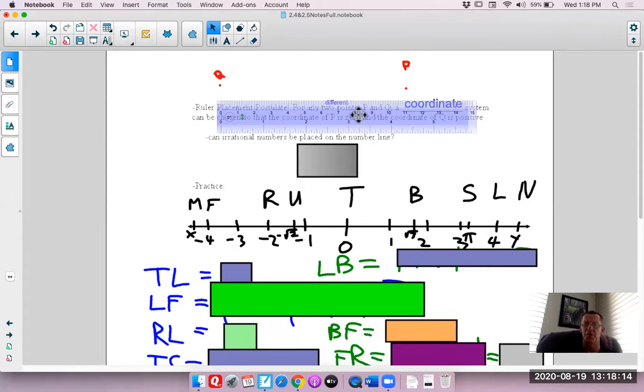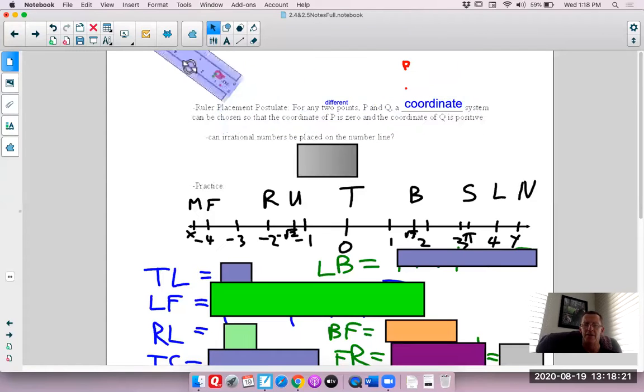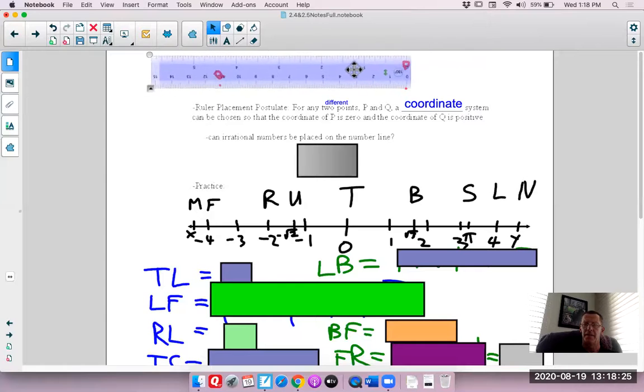A couple ways. Couldn't you turn the paper over and have the ruler go that way? Or better yet, we could flip the ruler over, right? And there's P at 0 and Q at about 11, okay? So that's all the ruler postulate is saying, okay?